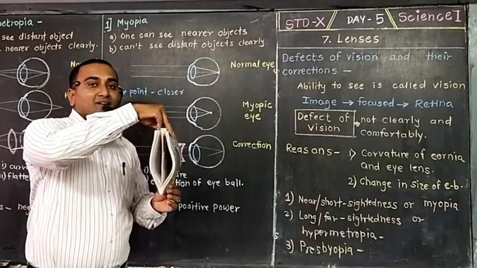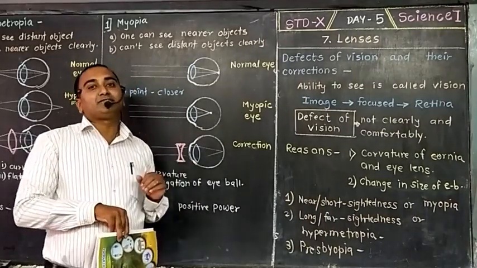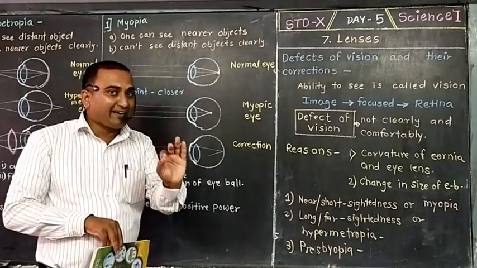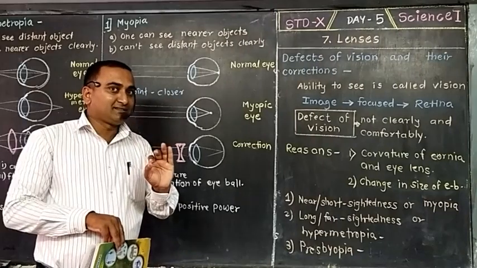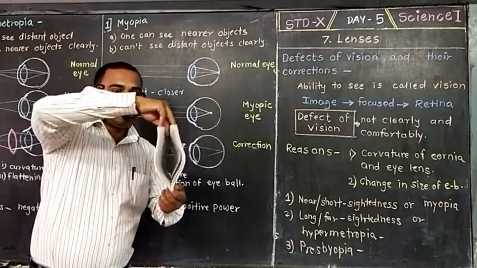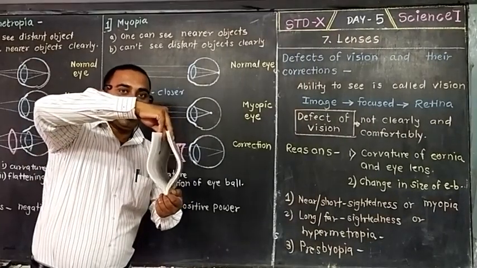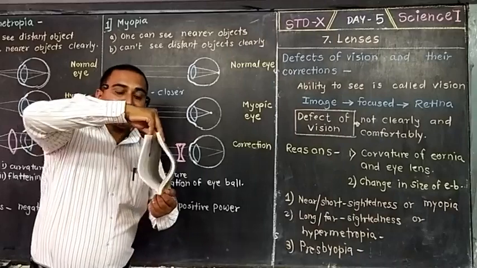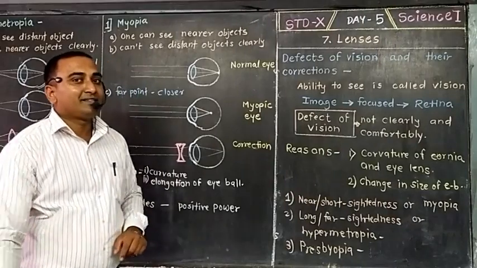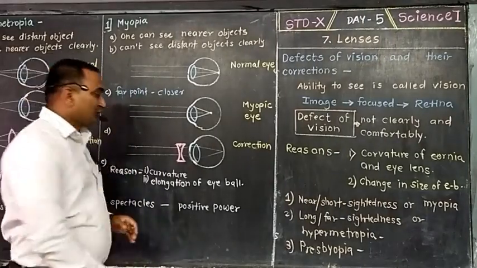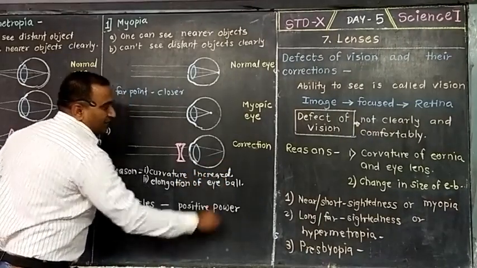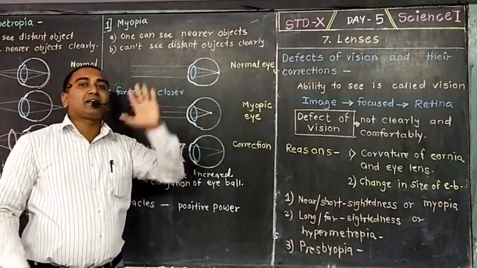Then what is happening here? When rays are coming from infinity, definitely our lens should be flattened, and the ciliary muscles should be relaxed. But see here, if they are not relaxing, they are bending more. As they are pressing the lens a little more than the requirement, the curvature increases. Increased curvature is the first reason behind the myopic eye.